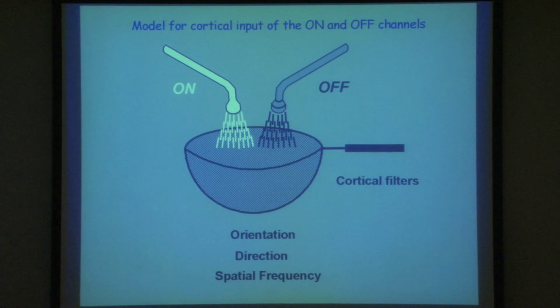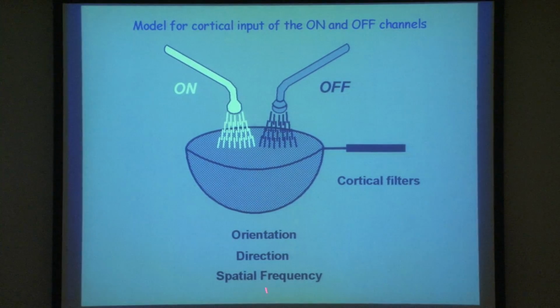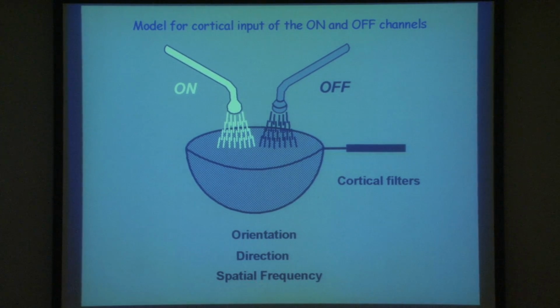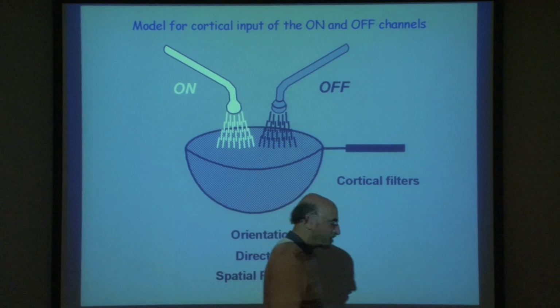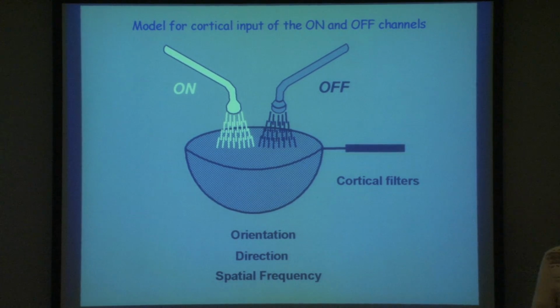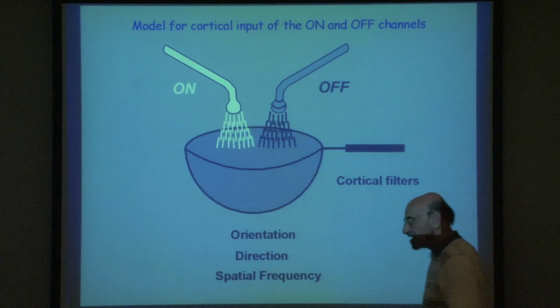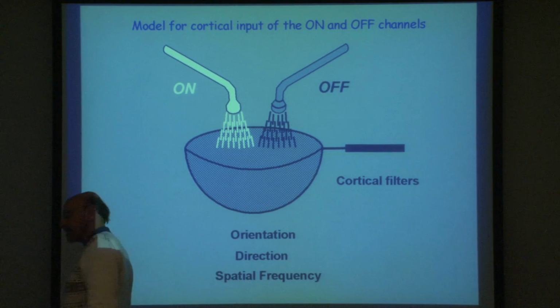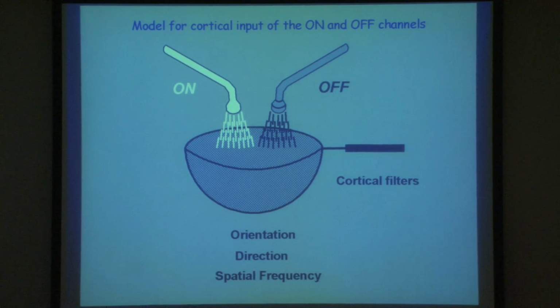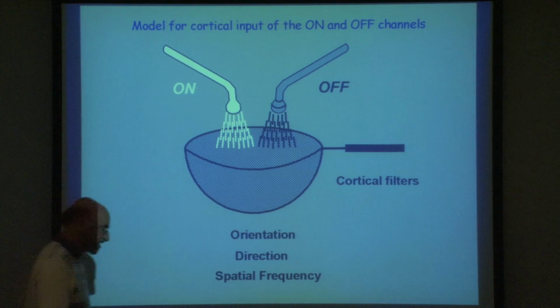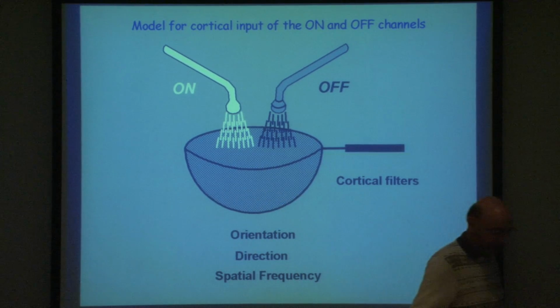All right, so now what we can do is come up with maybe a silly model just to make it memorable, which is to say that the on and off channels flow into the cortex, and these attributes we talked about, orientation, direction, and spatial frequency selectivity, are produced by cortical filters. What you have in the cortex are all kinds of inhibitory interneurons and interactions among many, many neurons, and that kind of activity is what produces these attributes, not the interaction between the on and off channels that flow into the visual cortex.